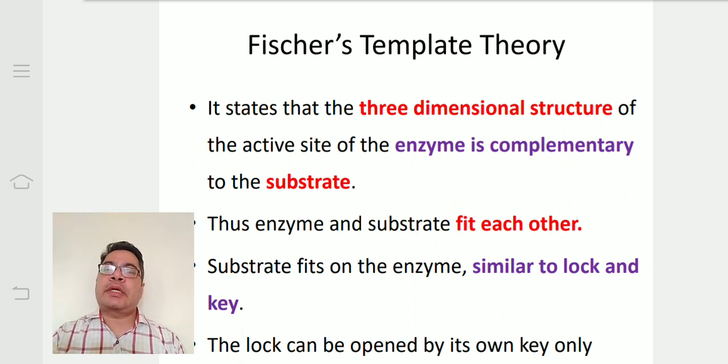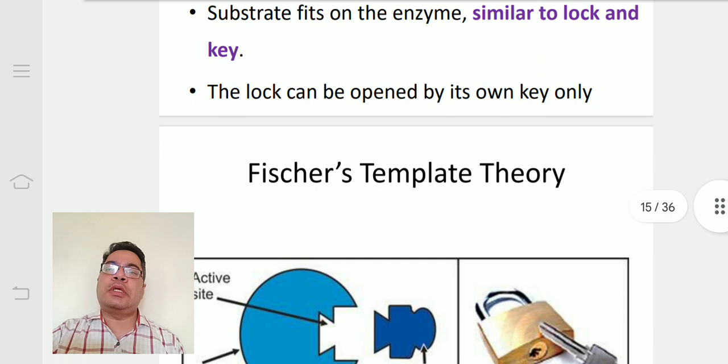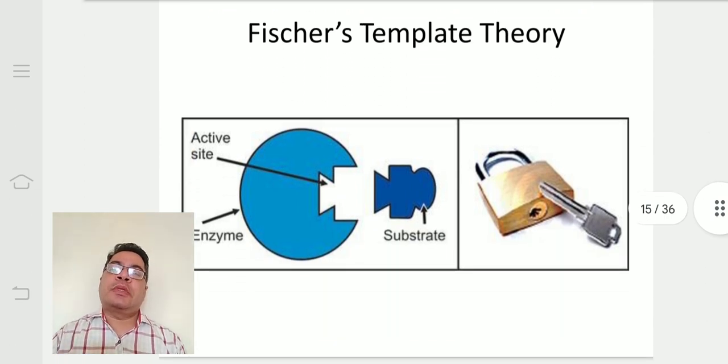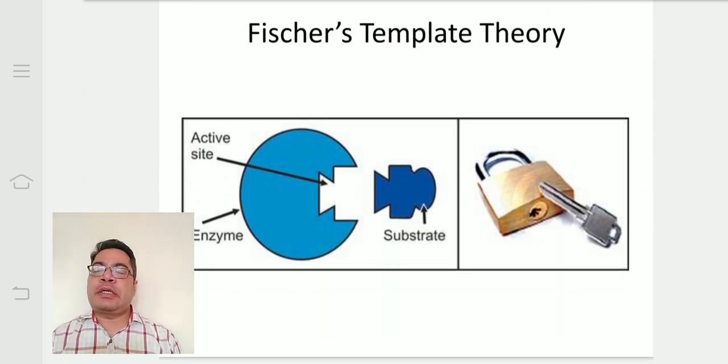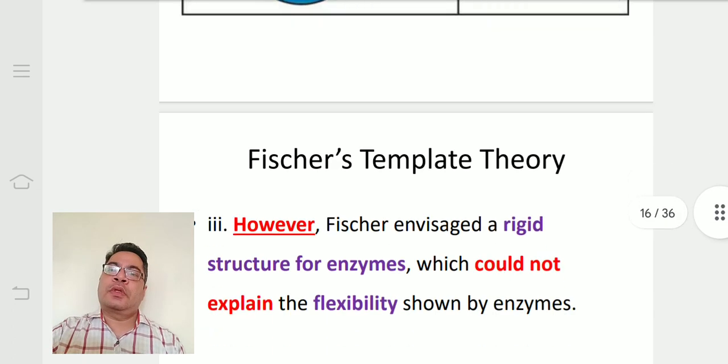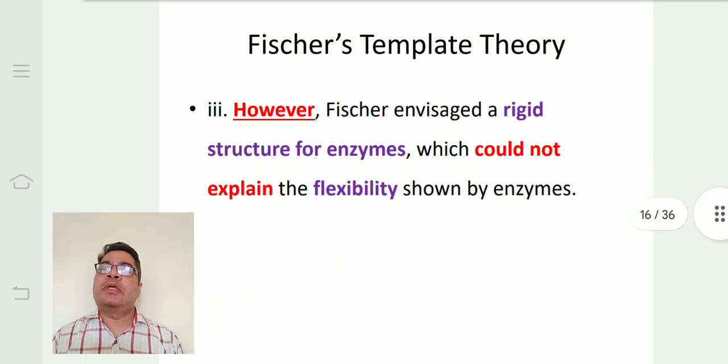However, Fischer envisaged a rigid structure for the enzyme, which could not explain the flexibility shown by enzymes. Here we can see that the substrate fits properly into the enzyme, but the substrate analog cannot fit into the enzyme.